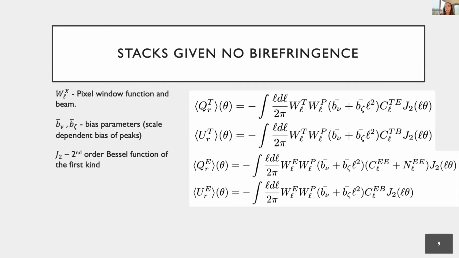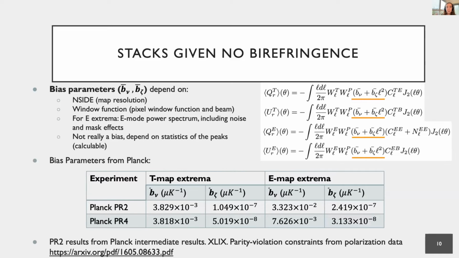So just on the bias parameters. The bias parameters depend on the N side, the window function again. For the E extrema, it also depends on the E mode power spectrum, including noise and mask effects. And in some ways, it's not really a bias because it is calculable. It's more of a statistics of the peaks and trying to understand how the different statistics come into it when you're trying to make these stacks on different extrema to get this measurement.